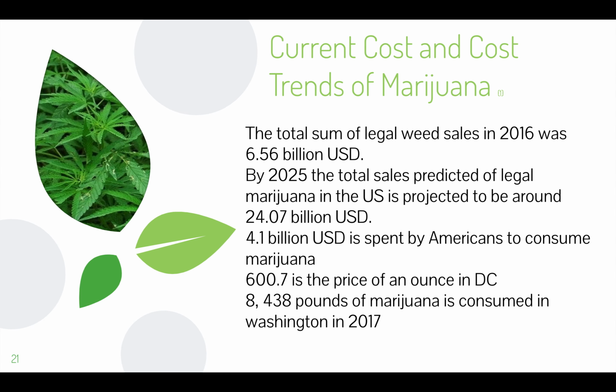Current costs and current cost trends of marijuana. The total sum of legal weed sales in 2016 was $6.56 billion US. By 2025, the total sales of legal marijuana in the US is projected to be around $24.07 billion US. $4.1 billion US is spent by Americans to consume marijuana. $600.7 is the price of an ounce in DC. 8,438 pounds of marijuana was consumed in Washington in 2017.